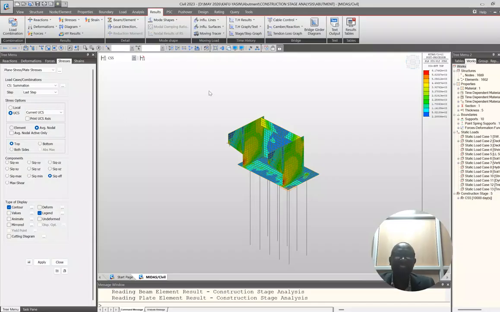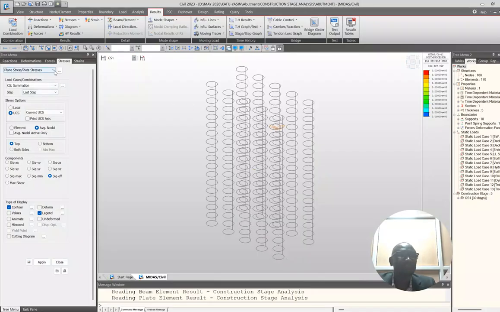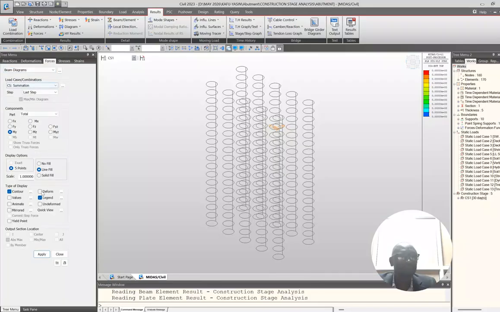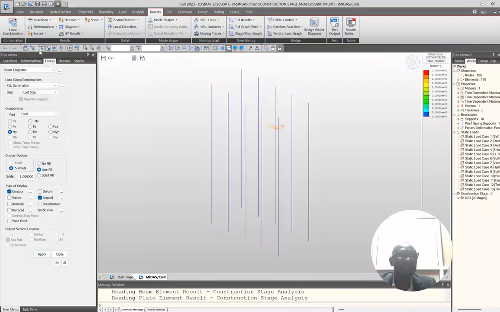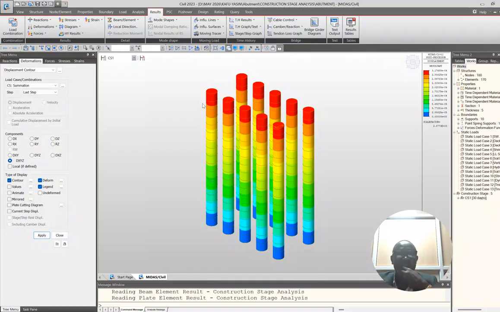That's what I'm interested in. Construction staging is what I'm trying to look at, that at every stage I should be able to build a case, element by element, case by case. So when my pile is put in place, later on I expect this deformation, which is the contour. That is what I would expect in the first place.